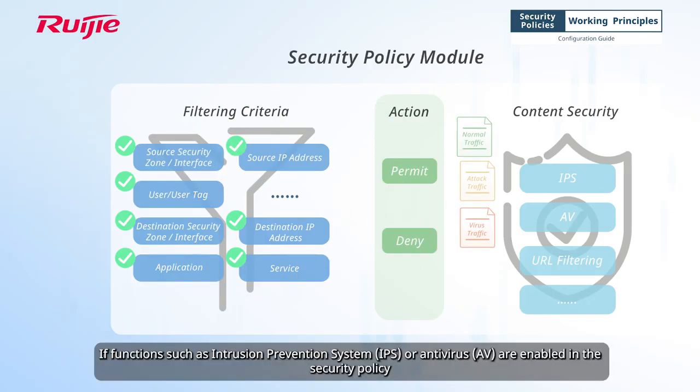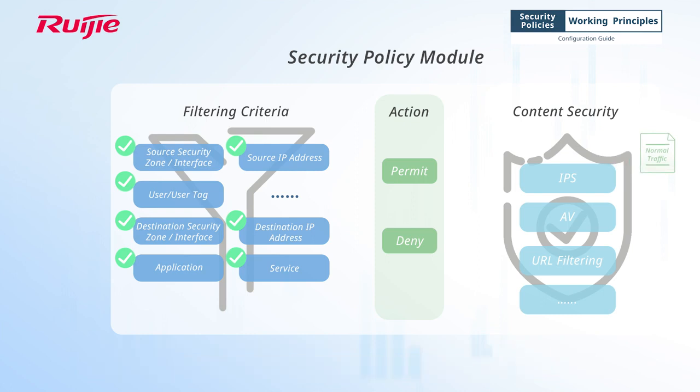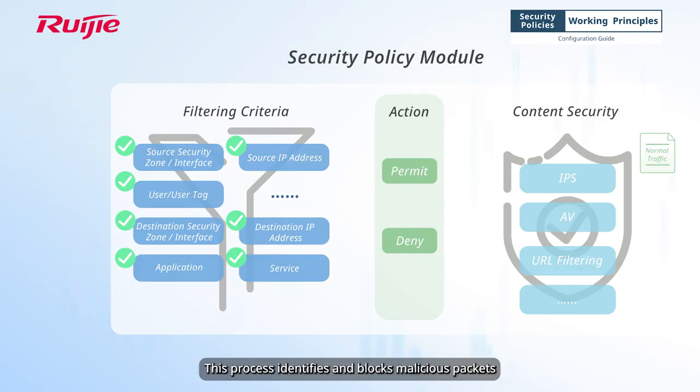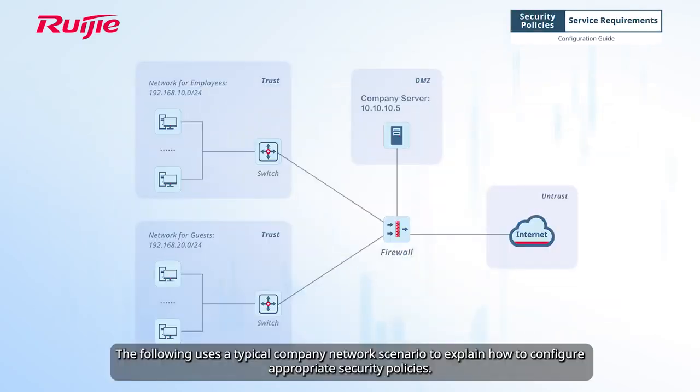If functions such as intrusion prevention system or antivirus are enabled in the security policy, permitted packets proceed to undergo IPS or AV detection. This process identifies and blocks malicious packets, such as attacks and viruses, while permitting normal traffic to pass through. The following uses a typical company network scenario to explain how to configure appropriate security policies.